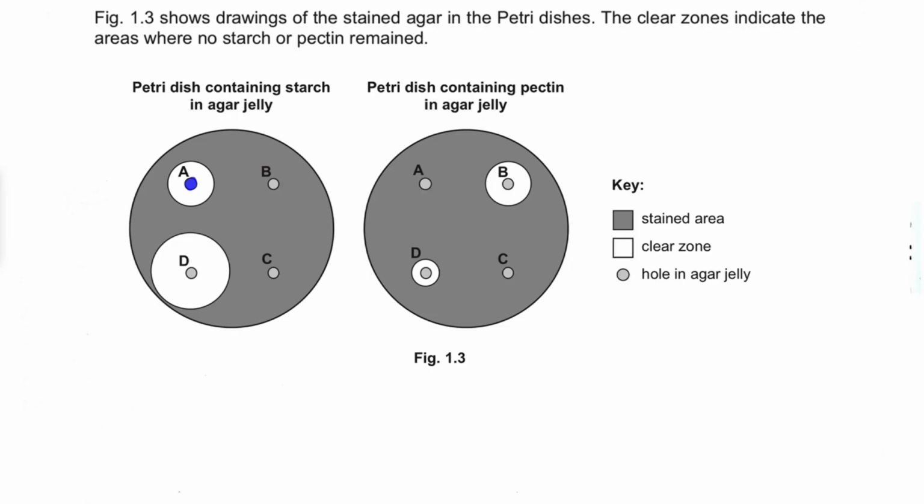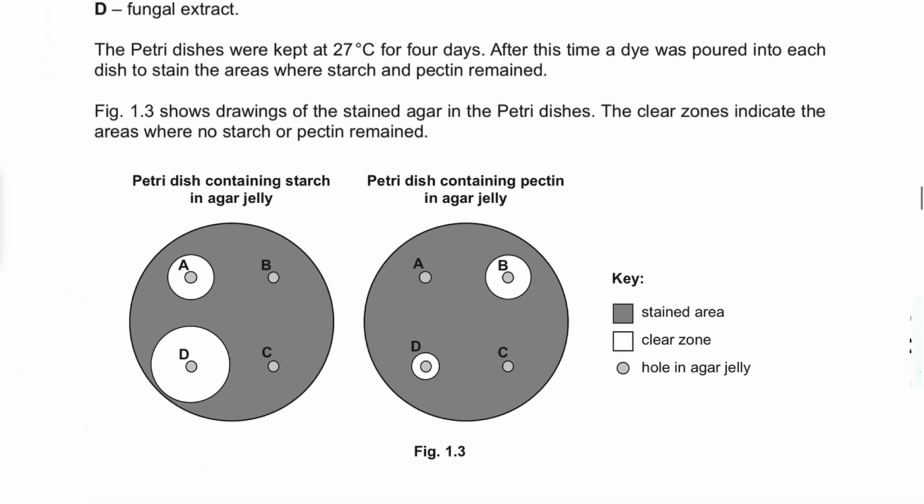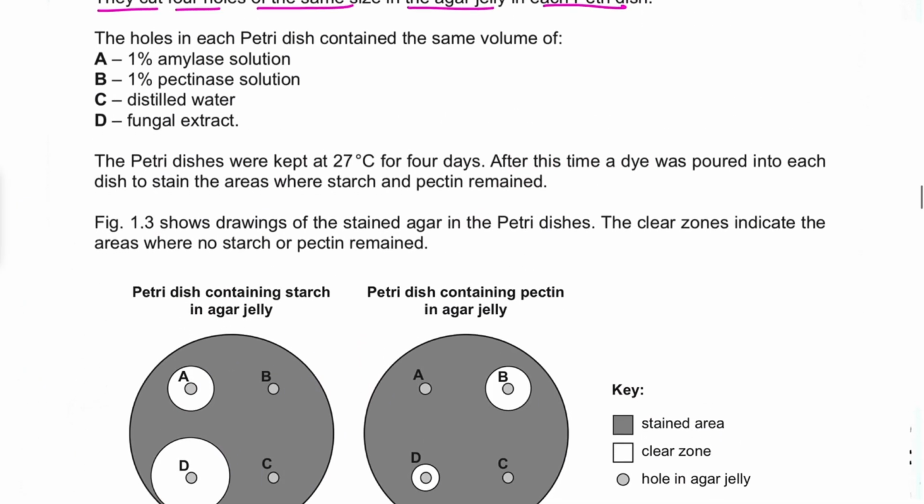Now, you see that these holes are made into these agar jelly plates, in each of the sections A, B, C, and D that we have. So we would add some solutions into them. For the hole that is punched at A, we are adding 1% amylase solution. Now, this amylase solution is not coming from the fungus. This is already there in our laboratory. Why are we including it along with the fungal extract? To make a comparison.